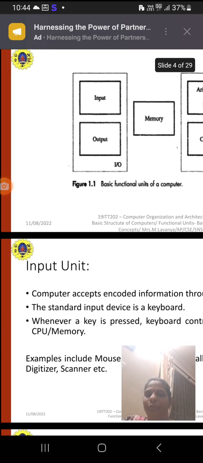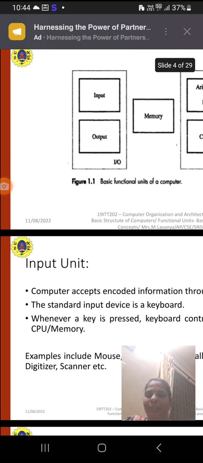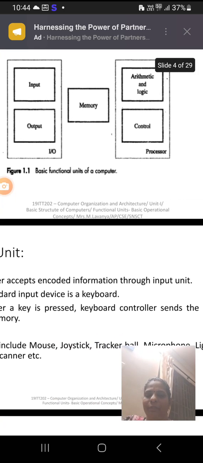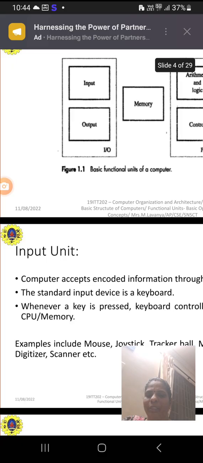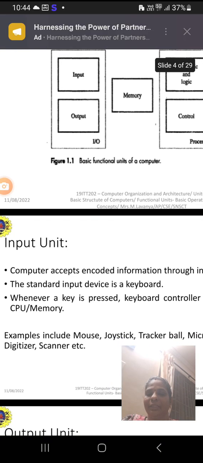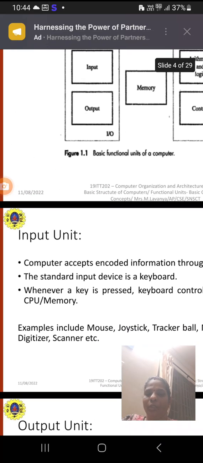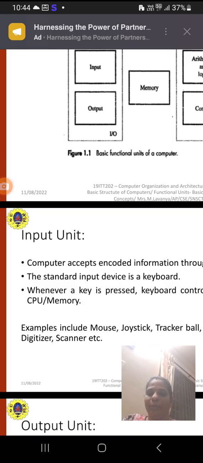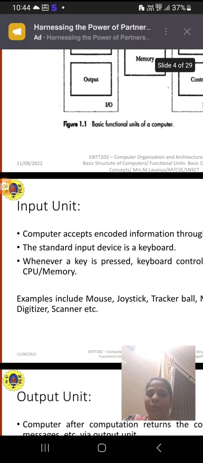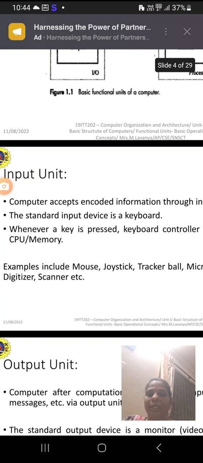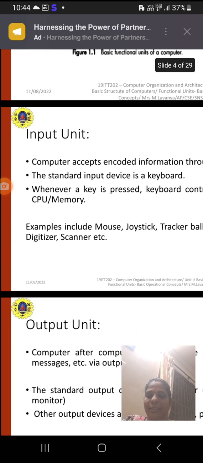In the input unit, the computer accepts encoded information through the input unit. The standard device is called a keyboard. Whenever a key is pressed, the key control sends the code to the CPU or memory. Examples include joysticks, trackballs, microphones, keyboards, scanners, etc.